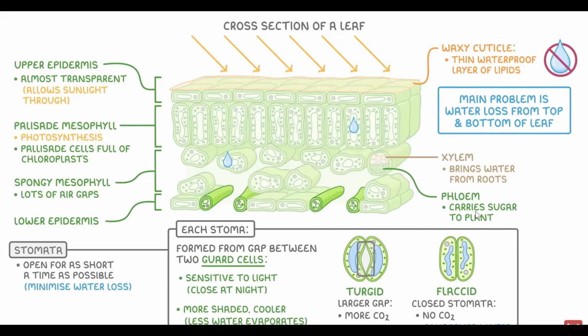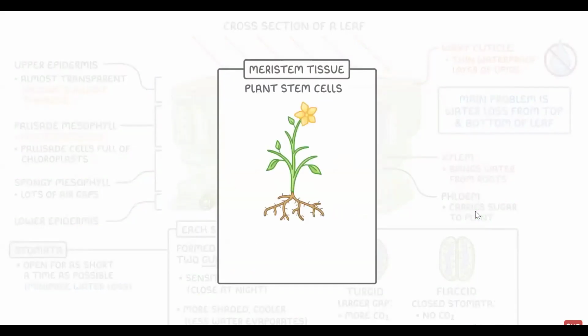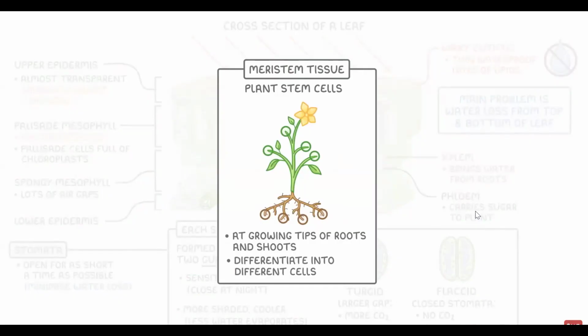One last tissue we need to mention is meristem tissue, which is basically the plant form of stem cells. They're found at the growing tips of the roots and shoots, and can differentiate into loads of different cell types, so that the plant can grow.